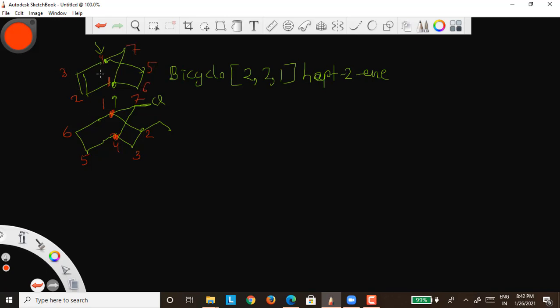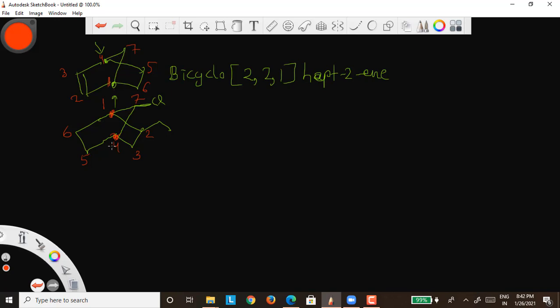This should be 7, because in the bridges, more number of carbon should be numbered first. Here 2 carbon, here 2 carbon, here 1 carbon. So more number of carbon will be numbered first. So this will be numbered first, this second, this third, because this contains more carbon as well as one functional group, alkene. Then this, then this. Here this is 2 carbon, here 2 carbon, and here 1.